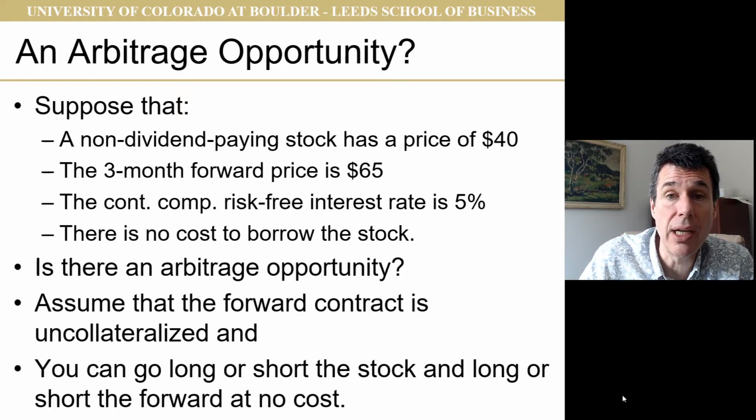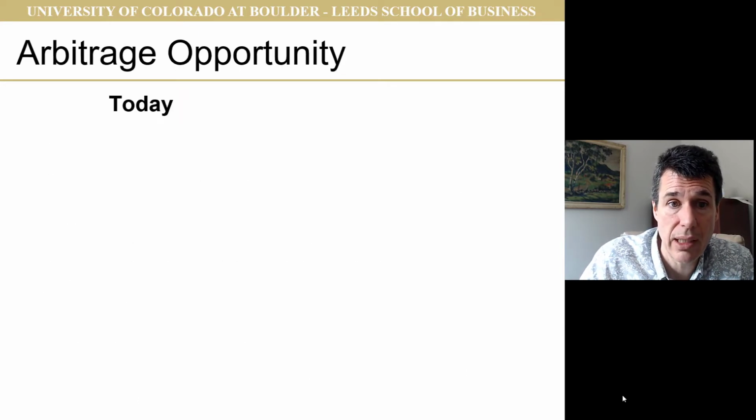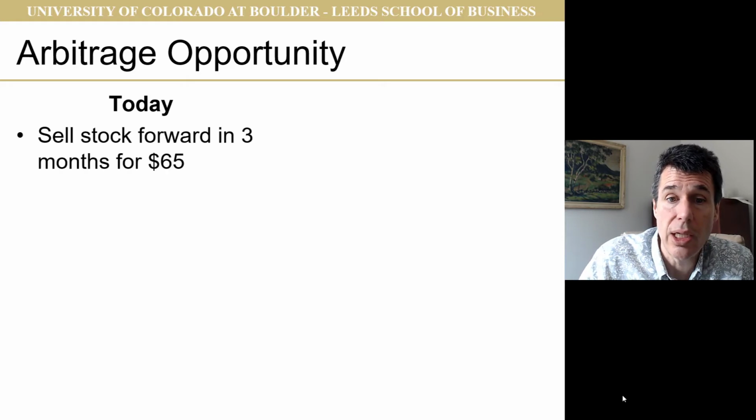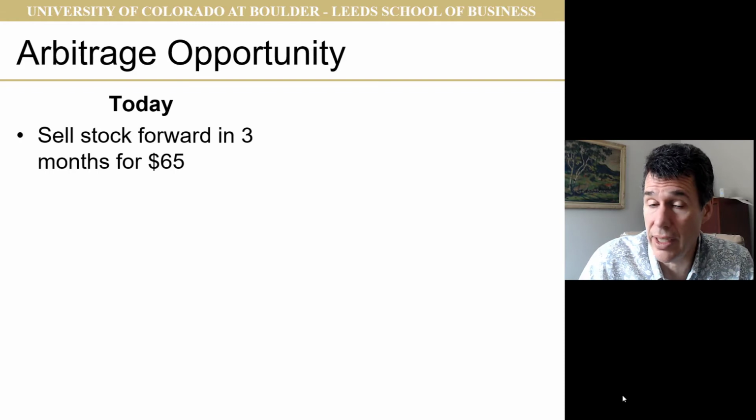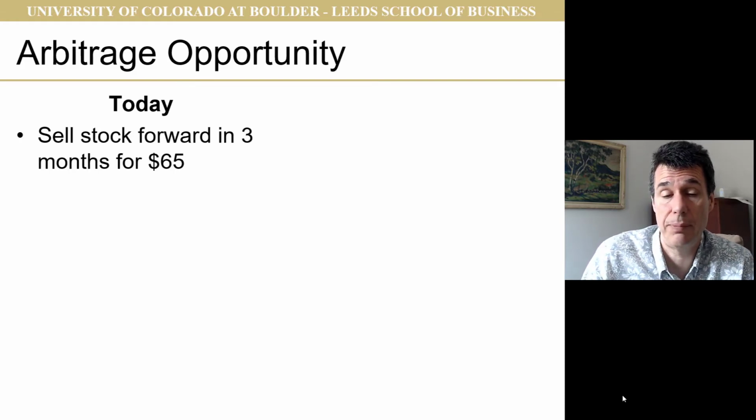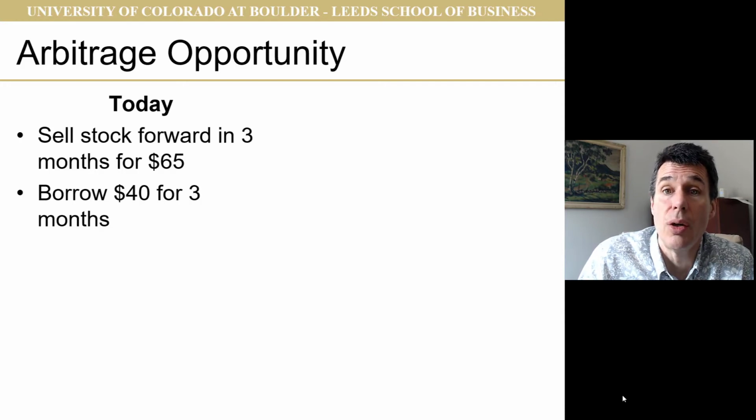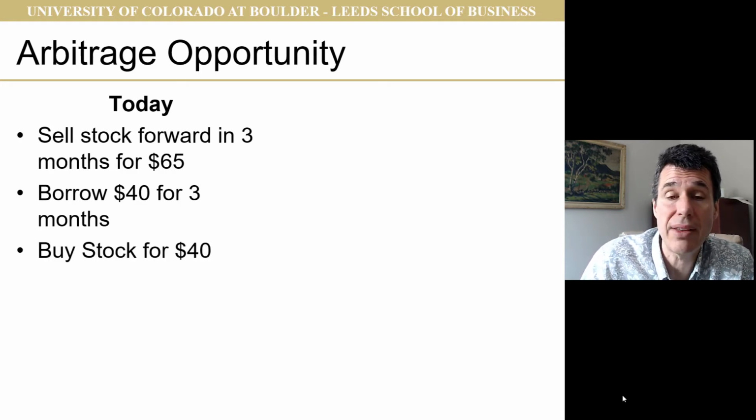So let's think about the transactions that we can make in order to capture the arbitrage. Today, we're going to sell the stock forward in 3 months for $65. That's what we decided. The price was too high. Someone is willing to buy it for $65. That sounds great. In order to sell the stock in 3 months, we need the stock. So we're going to borrow $40 for 3 months. We're going to buy the stock for $40, and we're going to wait.